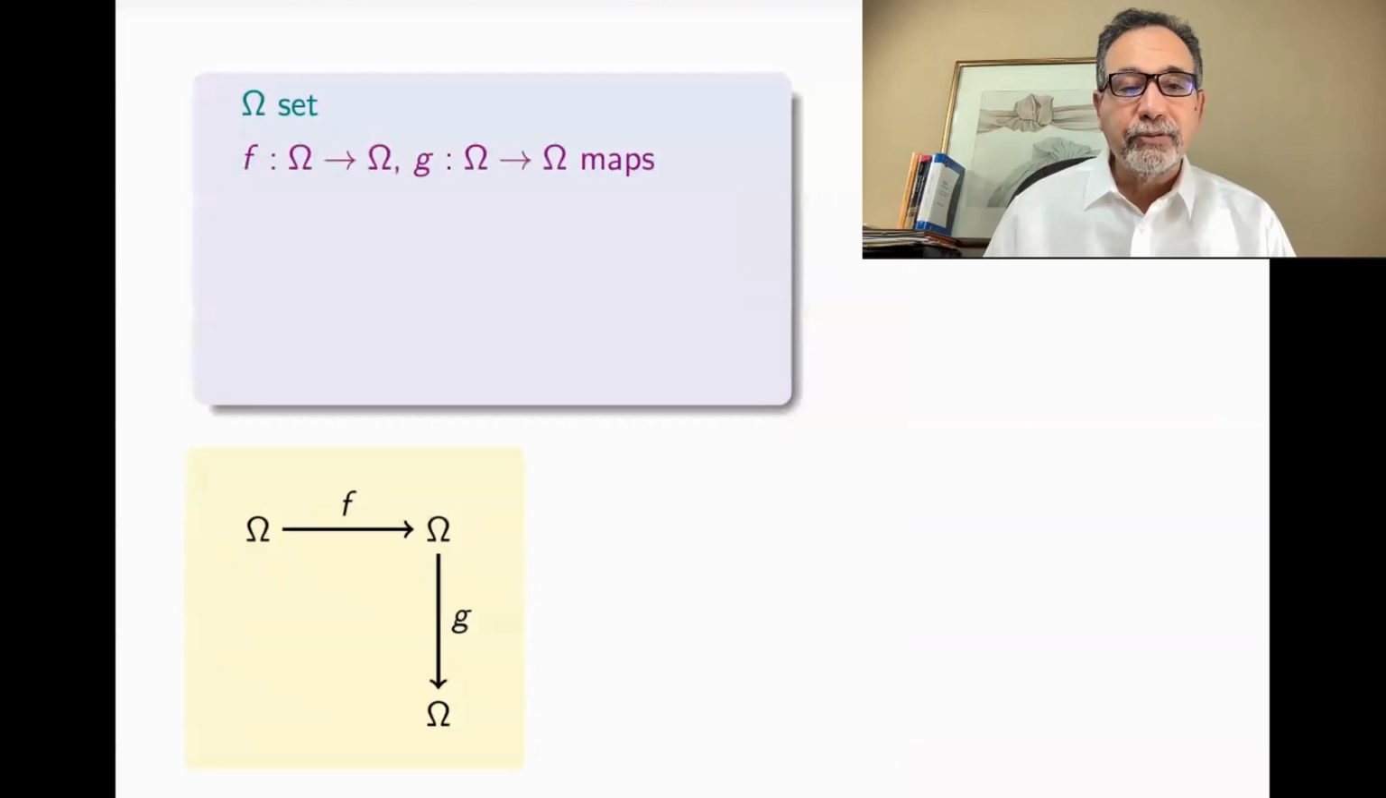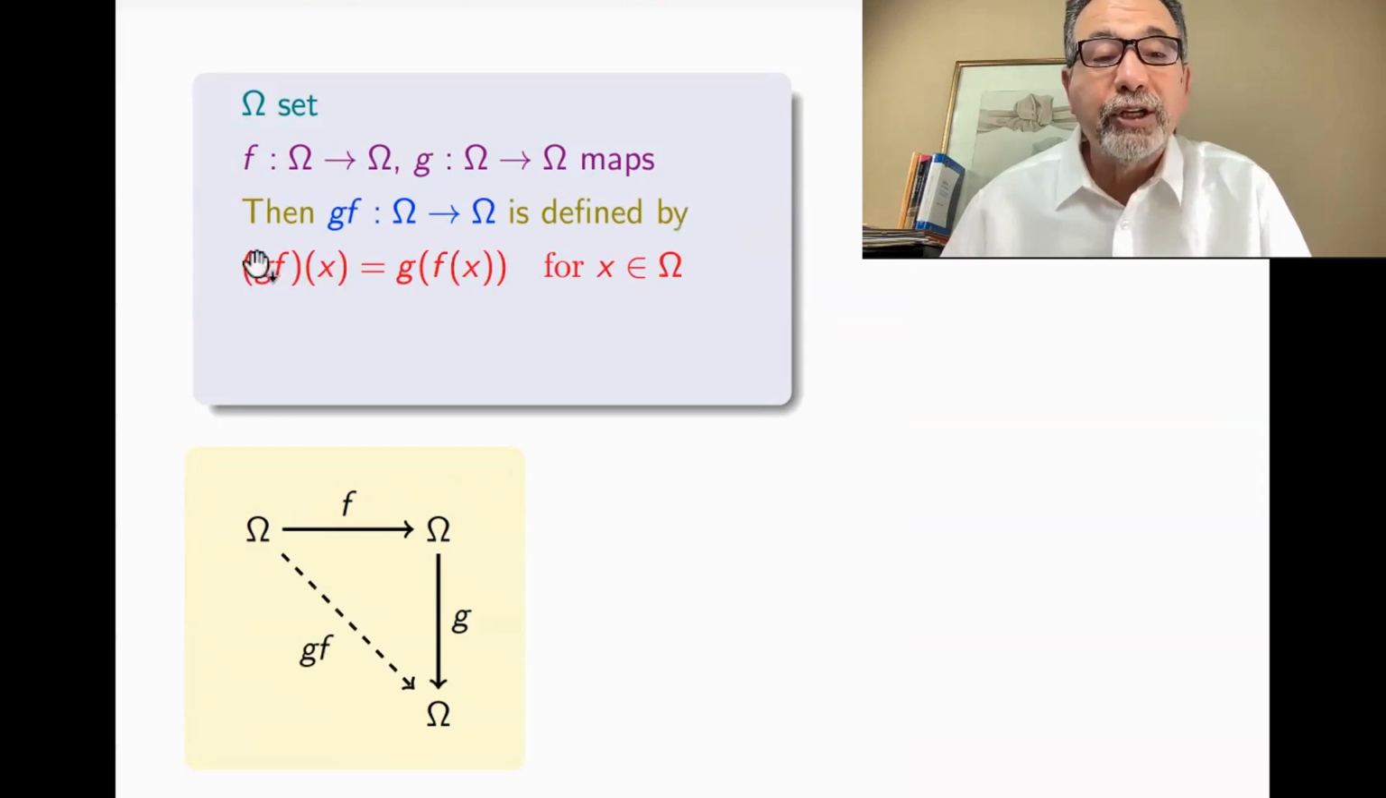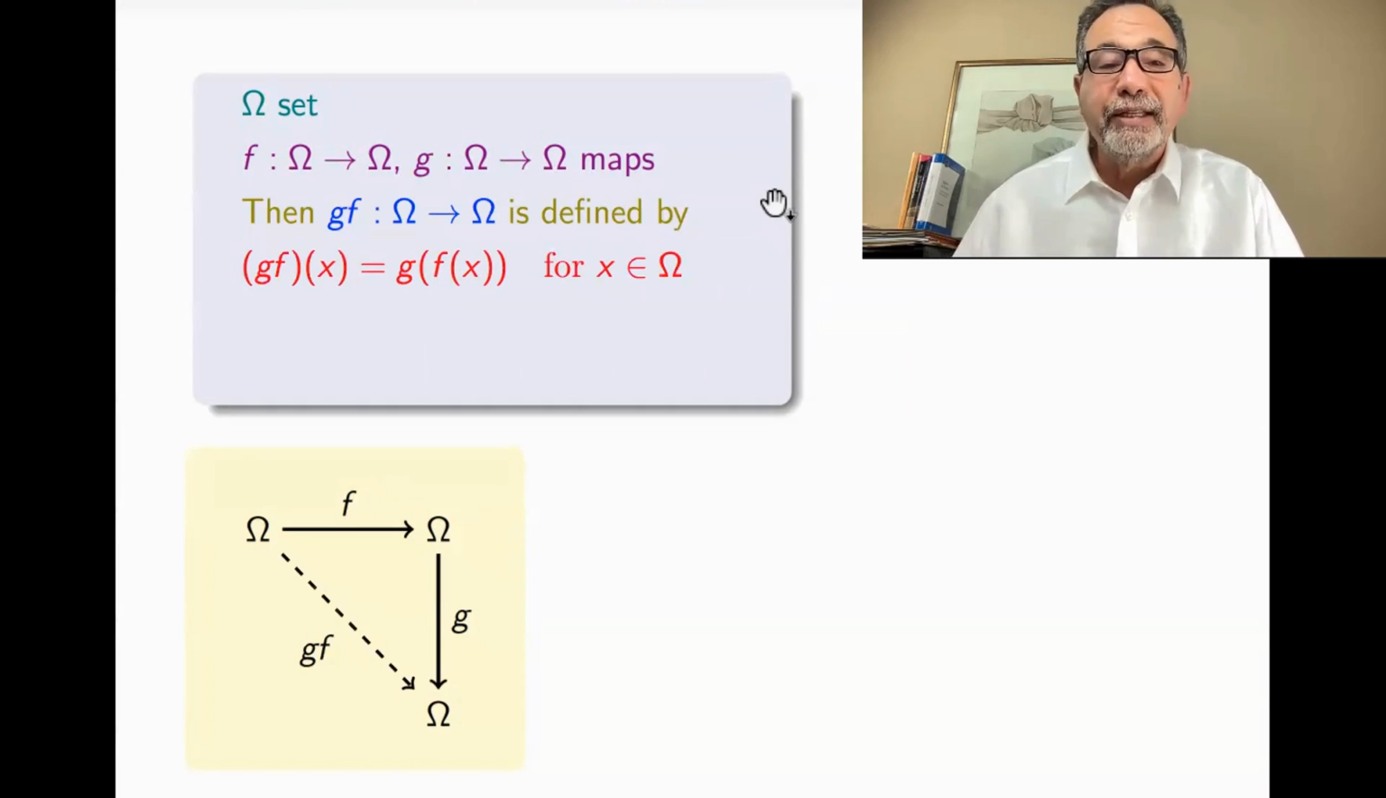Omega is a set. F and g are both maps from omega to omega. Gf here is the name of the function. You apply it to x, what should you get? You get g of f of x. This is defining what gf is.